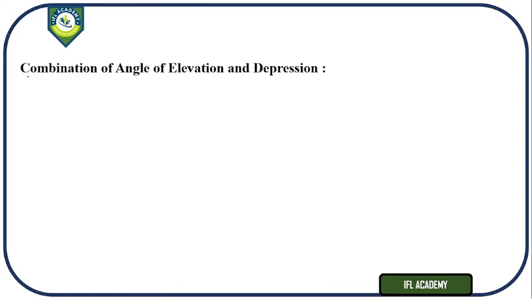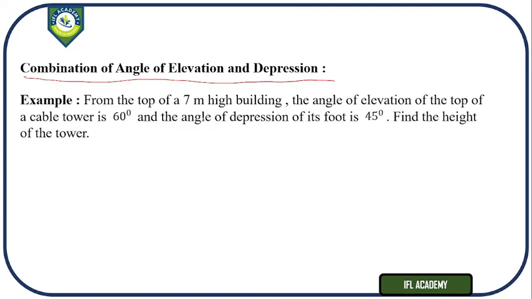Next topic is combination of angle of elevation and depression. In some problems, angle of elevation and depression both are included. So let us solve one example on this topic. The question is, from the top of a 7-meter high building, the angle of elevation of the top of a cable tower is 60 degree and the angle of depression of its foot is 45 degree. Find the height of the tower.